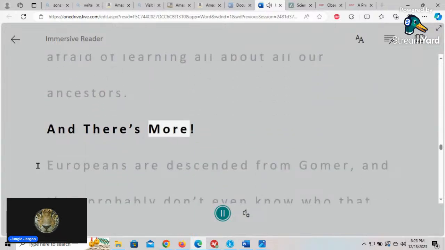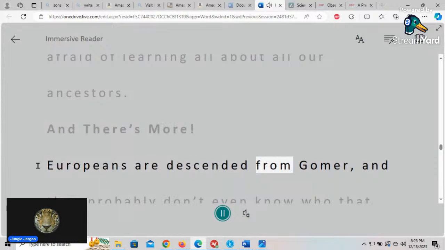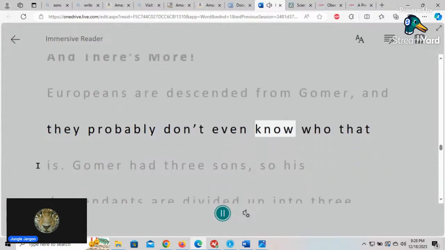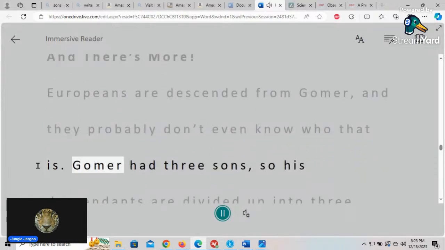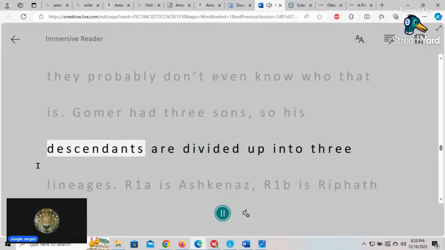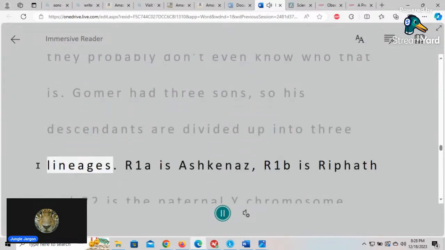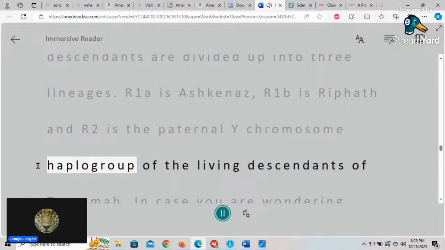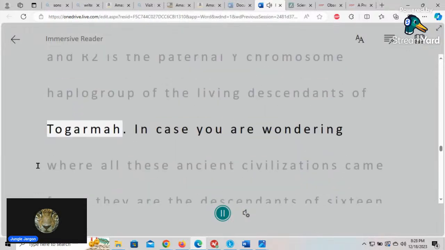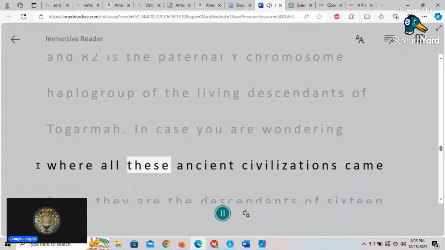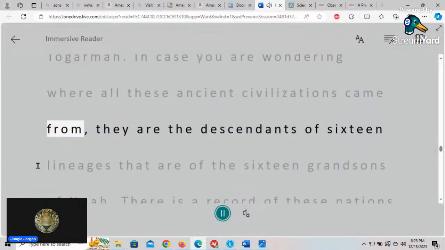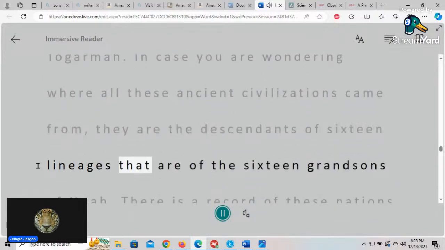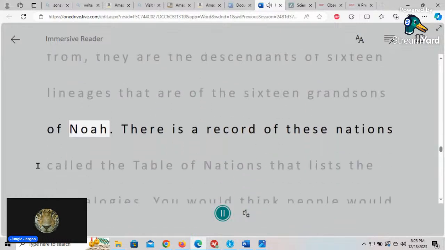And there's more. Europeans are descended from Gomer, and they probably don't even know who that is. Gomer had 3 sons, so his descendants are divided up into 3 lineages. R1a is Ashkenaz, R1b is Riphath, and R2 is the paternal Y chromosome haplogroup of the living descendants of Togarmah. In case you are wondering where all these ancient civilizations came from, they are the descendants of 16 lineages that are of the 16 grandsons of Noah.